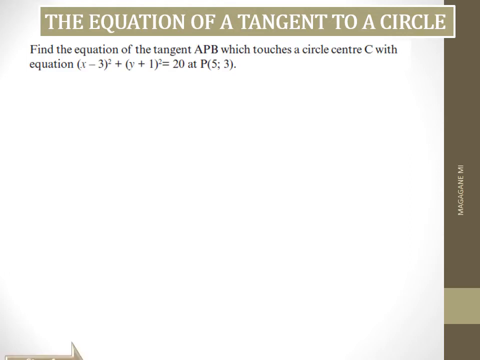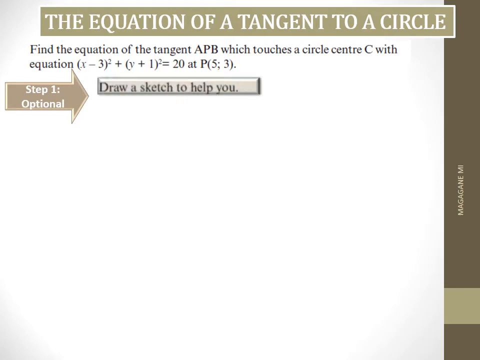So from the steps, our step number 1 is optional. You don't have to draw the diagram if you know how to solve this. The diagram is optional because there's no mark for drawing the diagram, so you can still get marks even if you don't draw it. If you understand this question without the diagram, you can still do it without the diagram. The sketch is only to help you.